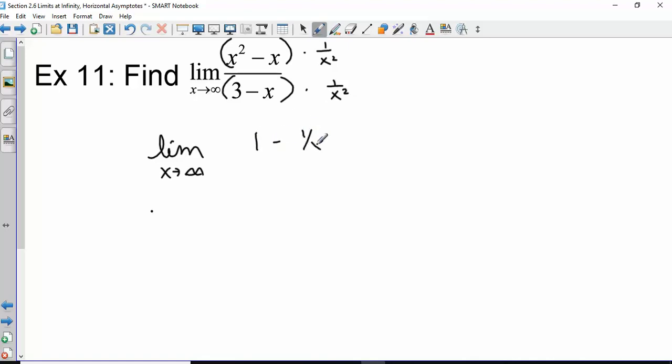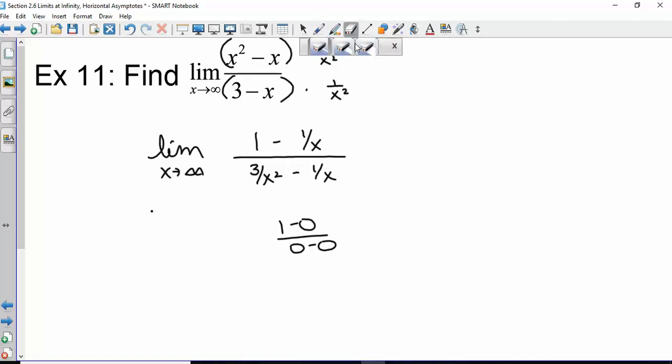Then we get 1 minus x over x squared, which is 1 over x, over 3 over x squared minus x over x squared, which is 1 over x. We did that because we knew anytime we had a number over infinity, it went to 0. So right now I have 1 minus 0 over 0 minus 0. Did that help? No. Why not? We still have 0 on the bottom. So we tried doing it like yesterday, but we have a problem because I'm just getting zeros on the bottom.